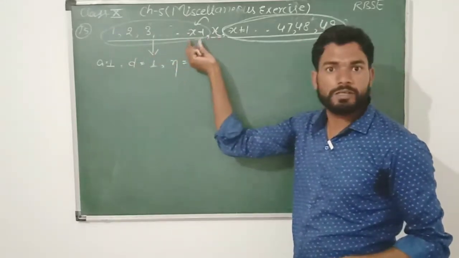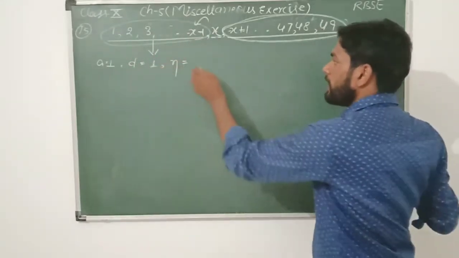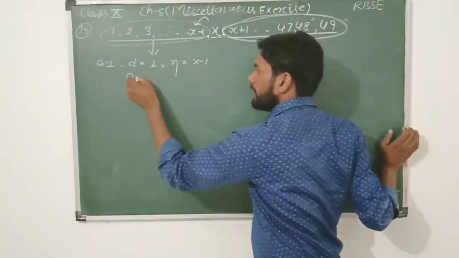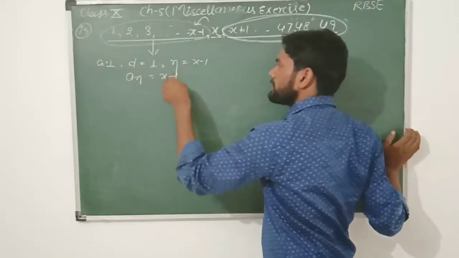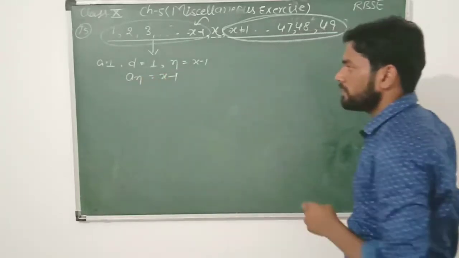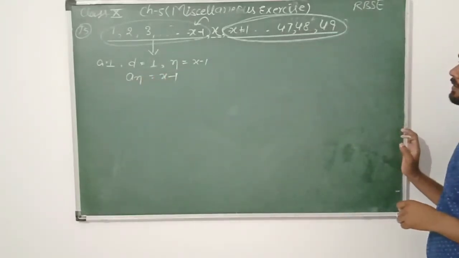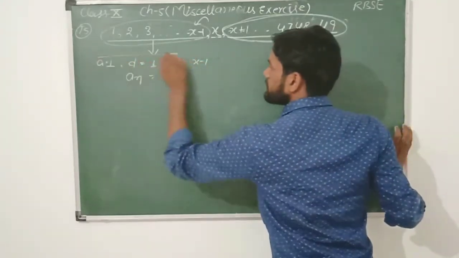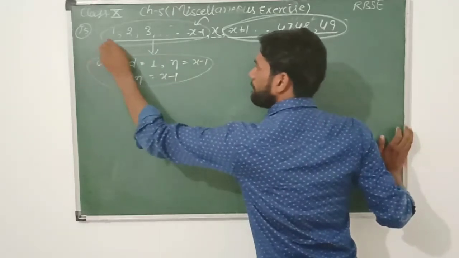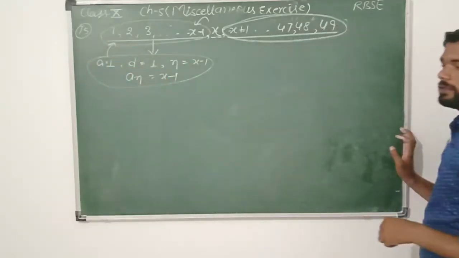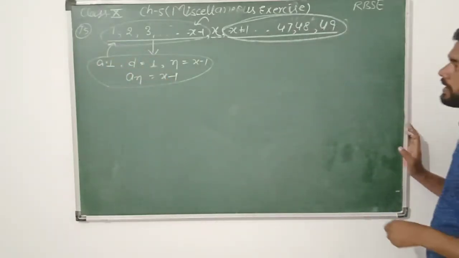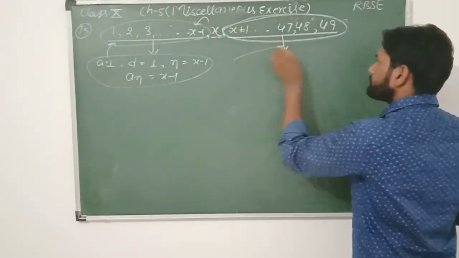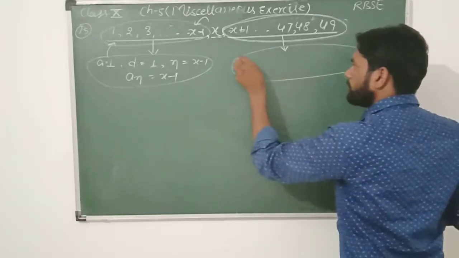These go 1, 2, 3, 4, 5 like this, so the last term will be the total number of terms. n is equal to x minus 1, and the last term an is also x minus 1. Now, all this information is related with this AP. Now I am solving for this AP.